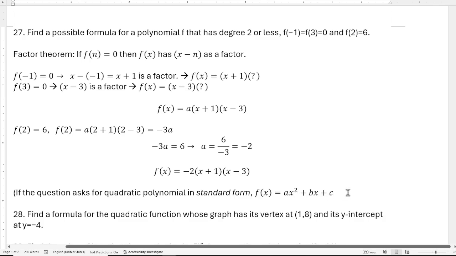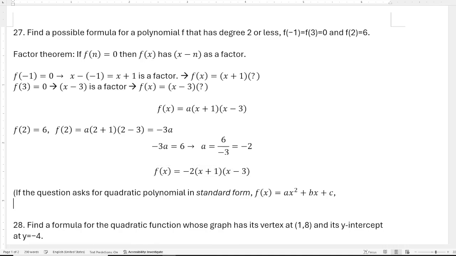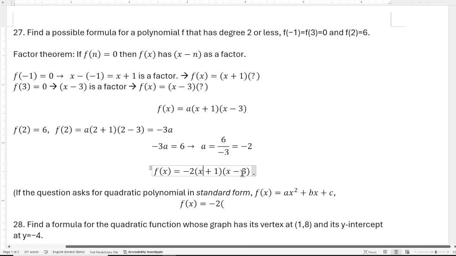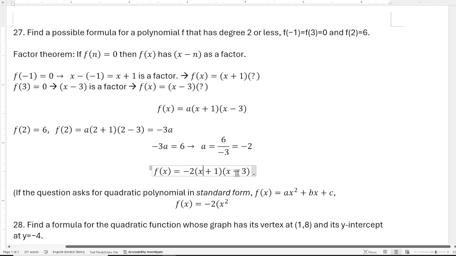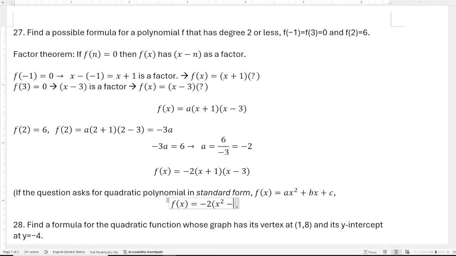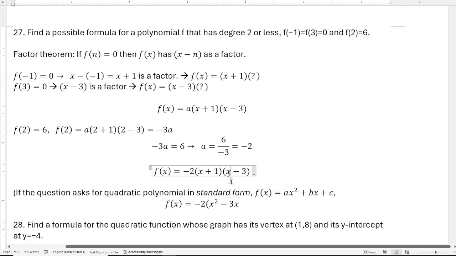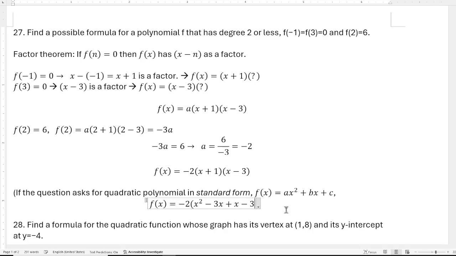And to put this into standard form, you have to expand things out. So you would write down f of x equals negative 2 times, and we'll have to FOIL it. x times x is x squared. x times negative 3 is negative 3x. 1 times x will be plus x. 1 times negative 3 will be negative 3.